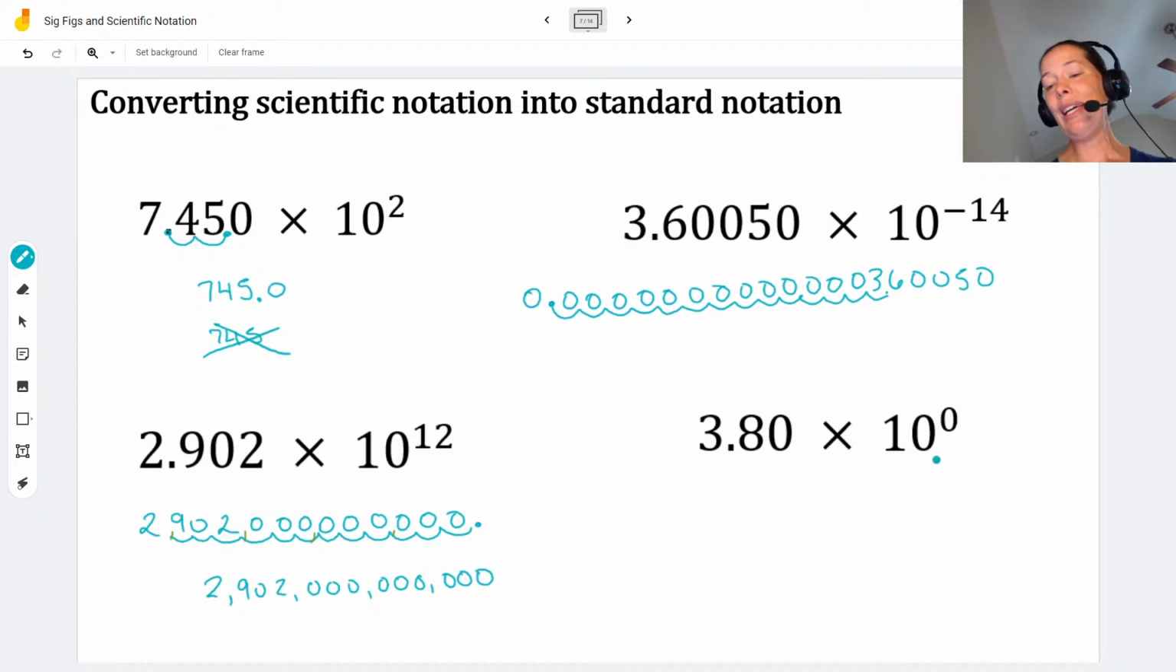Okay, my last one. This is kind of the trick one that I showed you on the previous page. So we have 3.80, and remember this times 10 to the 0 equals 1. So there you go. That's standard notation. That's it. So it's good to know that trick, going into scientific notation and back out of scientific notation. Okay, let's make sure there are no questions. No questions. Let's keep on trucking.